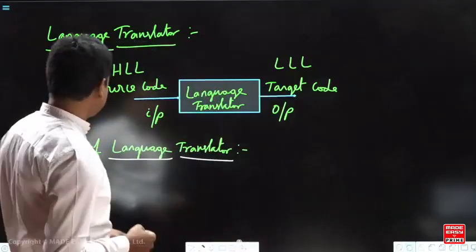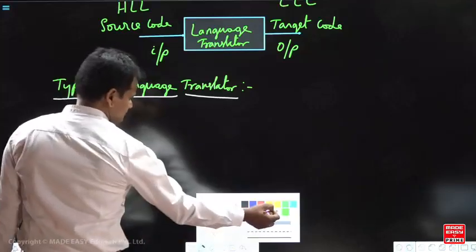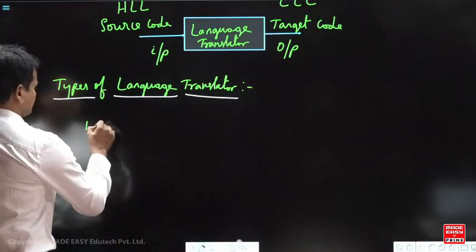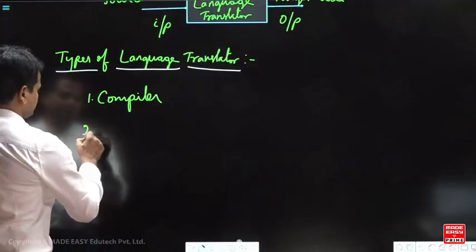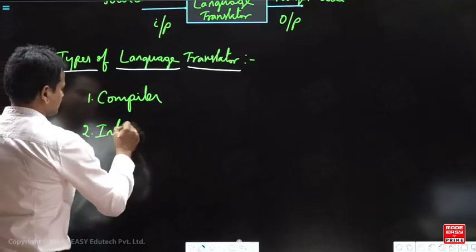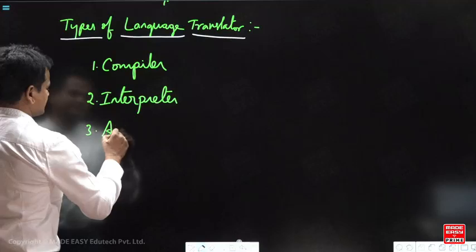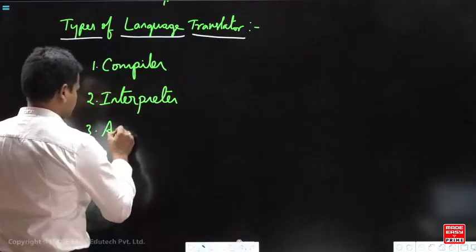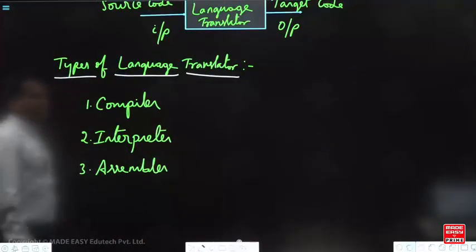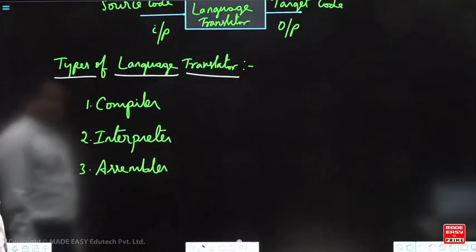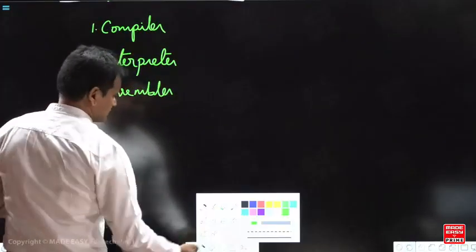Now, types of language translator: compiler, interpreter, assembler. We will see them one by one. Compiler.